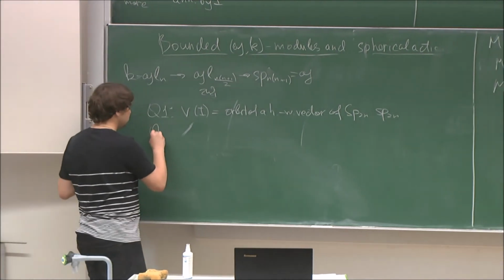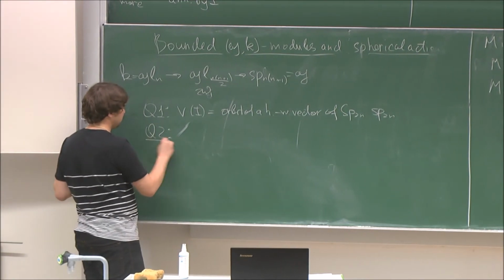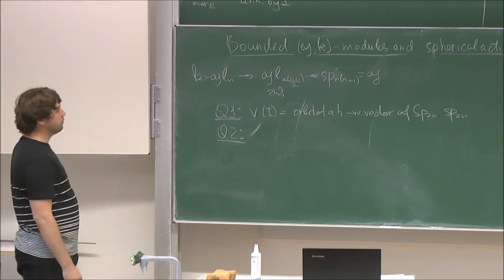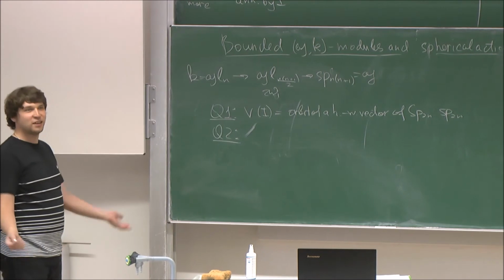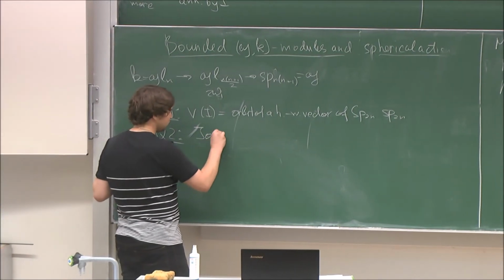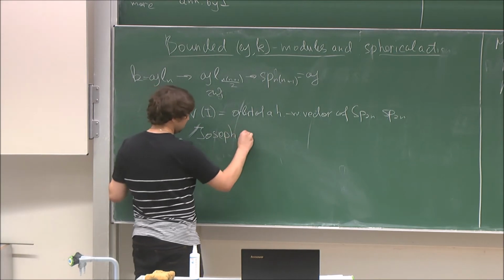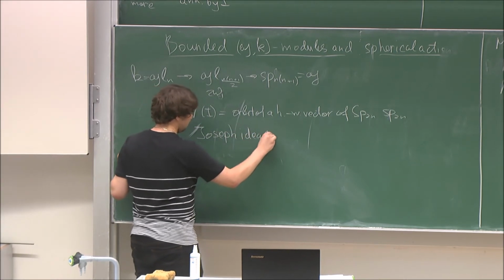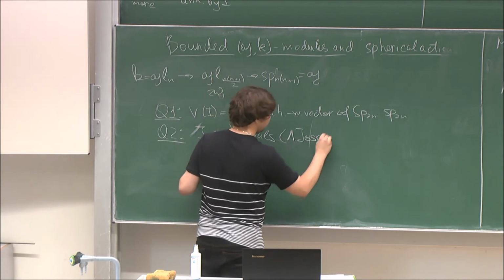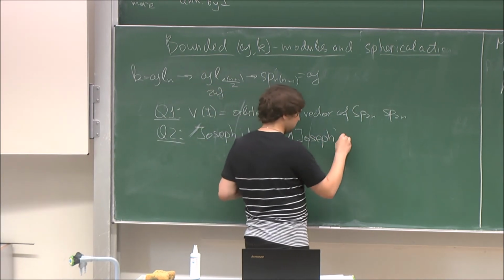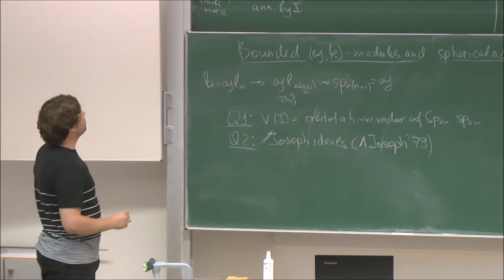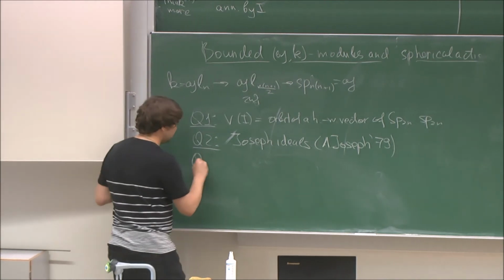It is well known that for such a variety the ideals are just finite. Such ideals were described by Joseph 30 years ago. So the answer is Joseph ideals. Okay, and what is the answer for such a question?